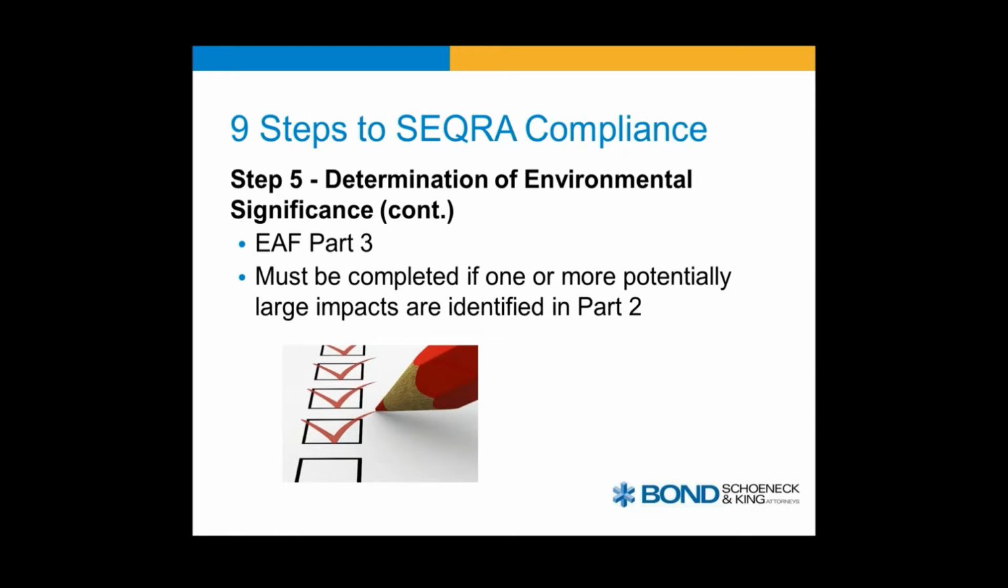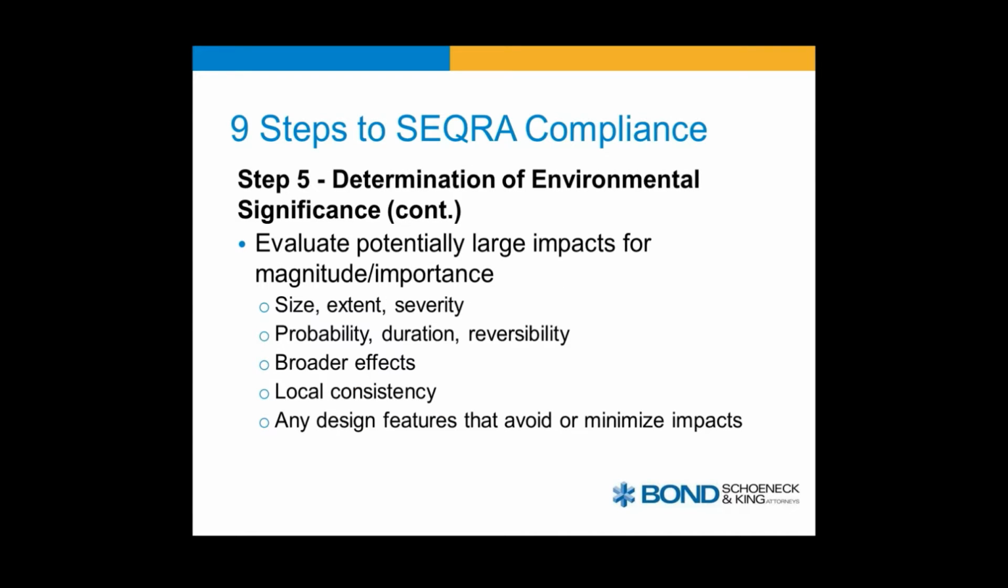Part 3 must be completed if there are one or more potentially moderate to large impacts identified in Part 2. And in the Part 3, you'll evaluate those potentially moderate to large impacts for magnitude and importance. That includes looking at the size, extent, the severity of the impact, looking at the probability, duration, reversibility of the impact. Will the effects of the impact be broad? Will they be more local? Is there local consistency of the project? And then, again, looking at any design features that will avoid or minimize those impacts.